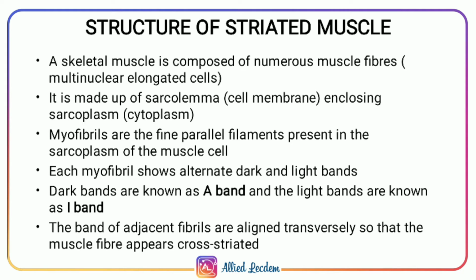Okay, now we'll see about the sarcotubular system. It is a form of vesicles or tubules in the sarcoplasm of the muscle fiber. There are two types of sarcotubular system, that is T tubules and L tubules. T tubules are also known as transverse tubules or narrow tubules, which are formed by the invagination of the sarcolemma.